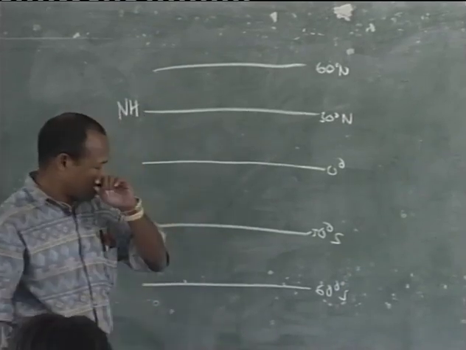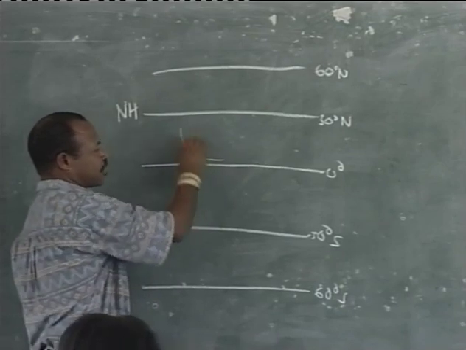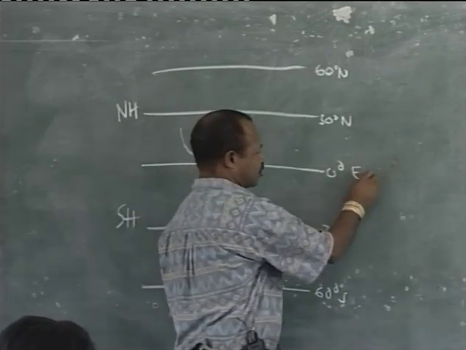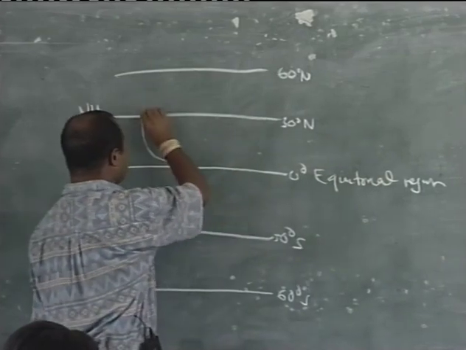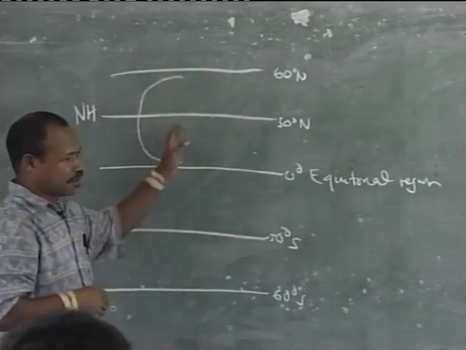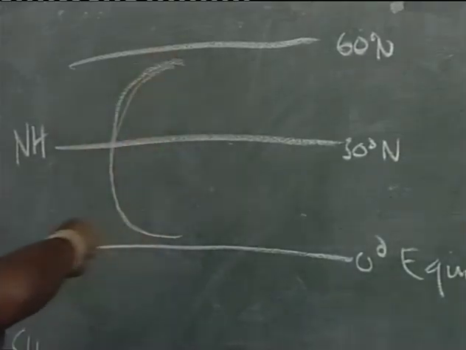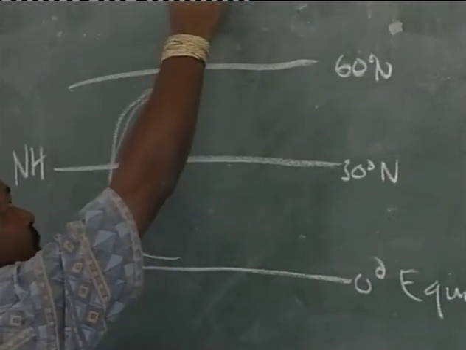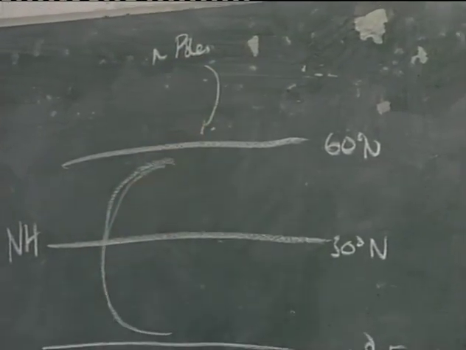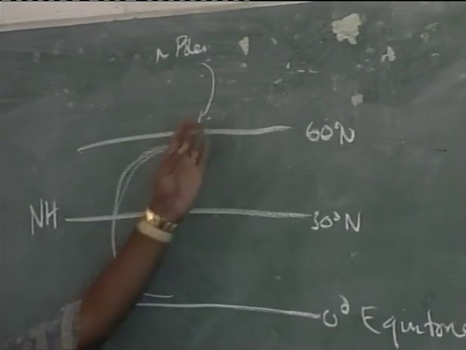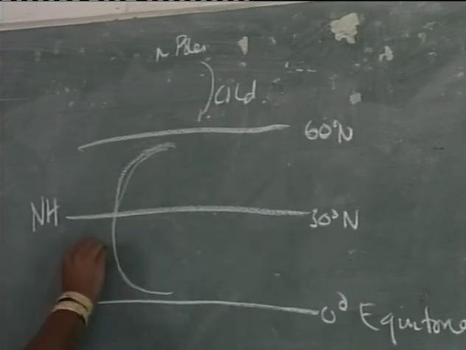What is happening with frontal rainfall is that the hot air basically moves from the equatorial region, moves up to the mid latitudes, and the warm air comes up here. We also have the air from the polar regions moving down. The air moving down here is cold, the air moving up here is warm.